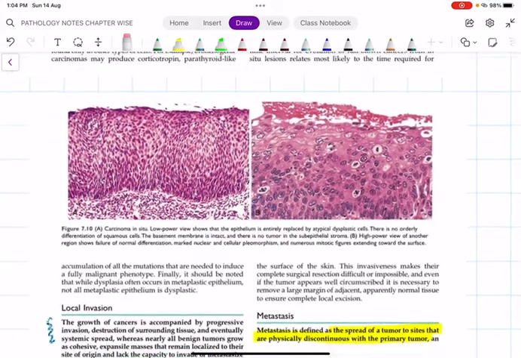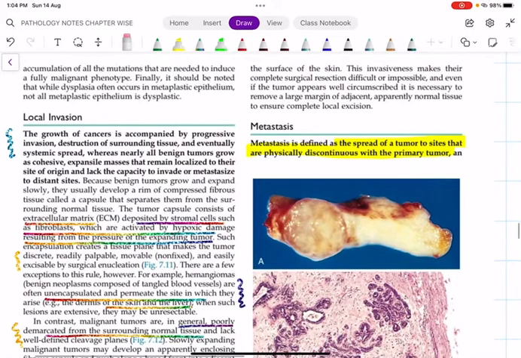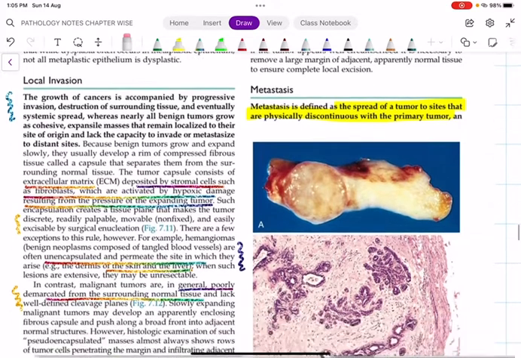Fine. Then what do you mean by local invasion? So I told you that the cancerous cells will undergo proliferation, it will undergo invasion, it will destroy the surrounding tissue, finally it will go for a systemic spread. What do you call it? Metastasis? No, that is not metastasis. That is called local invasion. What do you mean by metastasis? I will give the definition later. Now, local invasion means it is going to destroy the adjacent surrounding tissue, and it may even go for a systemic spread. So remember that is local invasion.